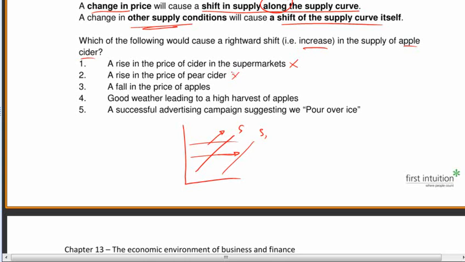If there's a fall in the price of apples, well, that's certainly going to be one of our costs. So I think that one's true. Yeah, we can therefore afford to produce more cider at any given price. If there's good weather leading to loads of apples being harvested, again, I think that would increase supply. And what if we had a successful advertising campaign? Well, again, I think that one's a red herring, okay, because I think that one would affect your demand curve. I don't think that's going to be an issue for the supply curve. The supply curve would be fixed.